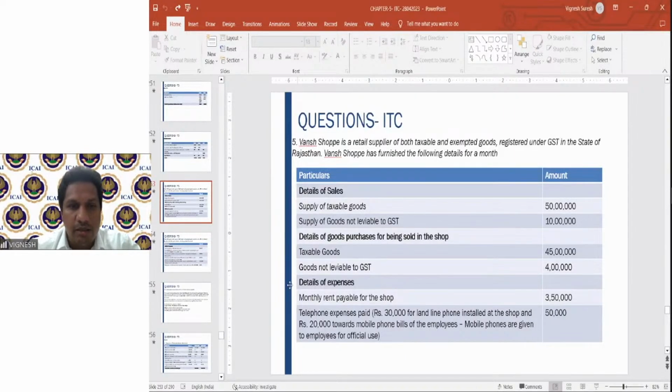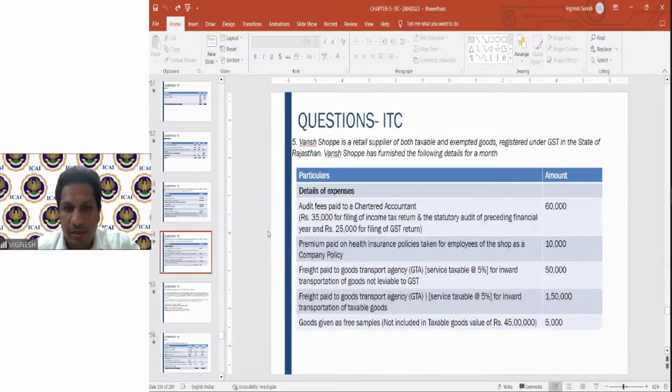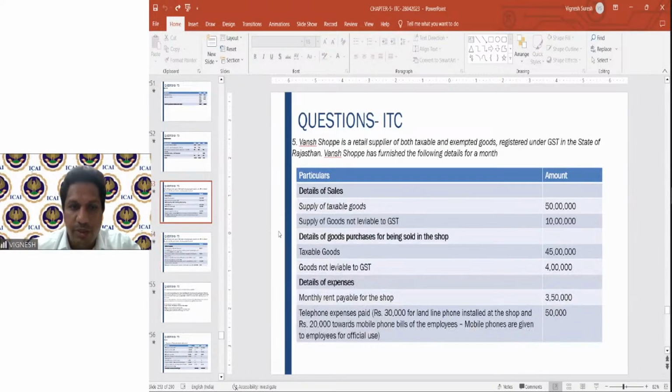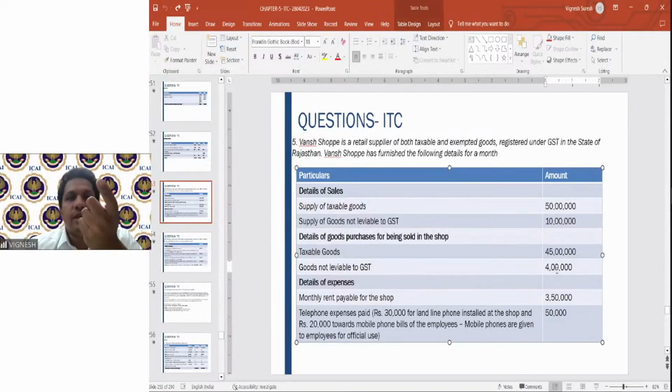Here, the goods are purchased in the state of Rajasthan. CGST, SGST is 6% each. If nothing is mentioned, think as though it is zero rate. Intra-state supply only, that is within the state. Then goods not leviable to GST, 4 lakhs. On this, there is no input because you are not paying any GST at all.